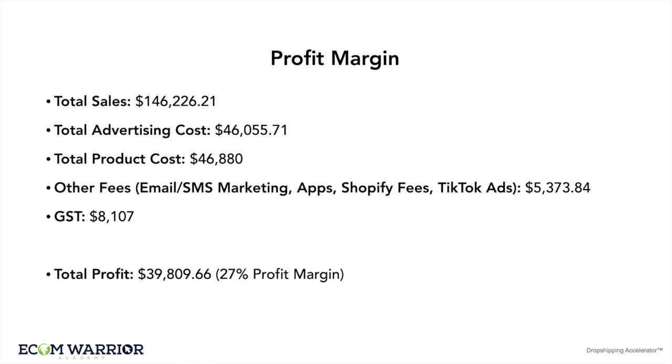So email marketing, SMS marketing, applications in Shopify, Shopify fees, TikTok ads. I tried TikTok ads, but they didn't really work well for the product. And the total fees were approximately $5,373.84. The GST, which is a sales tax here in Australia, was $8,107. And that leaves me with a total profit of $39,809.66, which is a 27% profit margin.